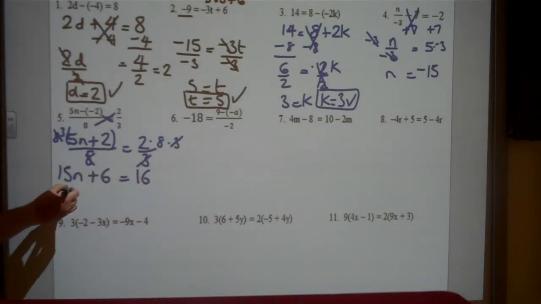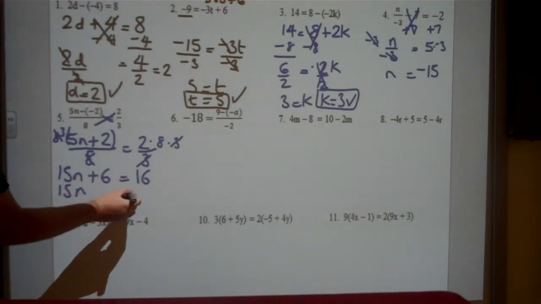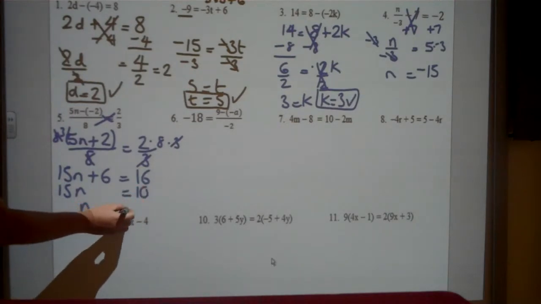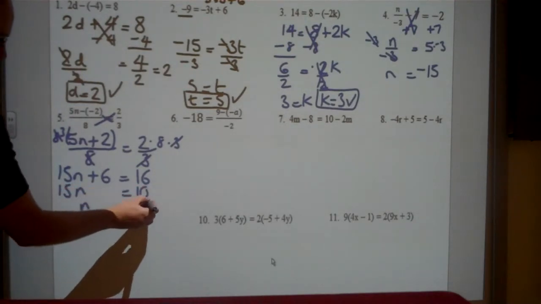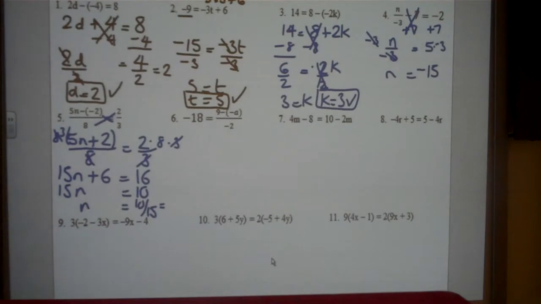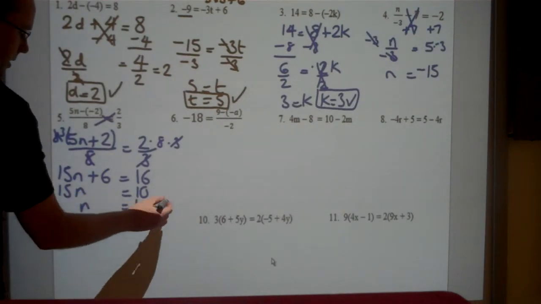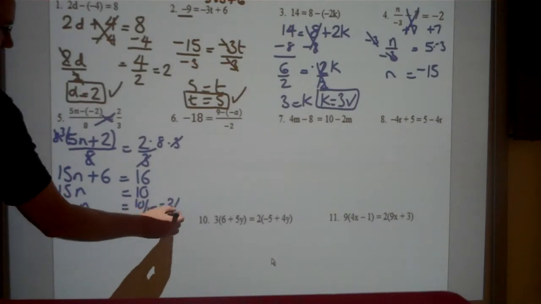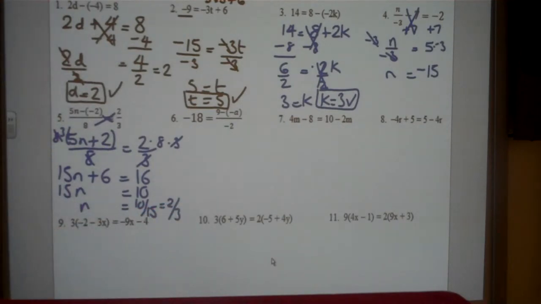Now if I subtract 6 from both sides, I'm going to end up with 10, and then final step, divide both sides by 15, and leave it as a fraction rather than the decimal. But notice both of these divide by 5 as well, so 5's into 10 goes twice, and 5's into 15 goes 3 times.